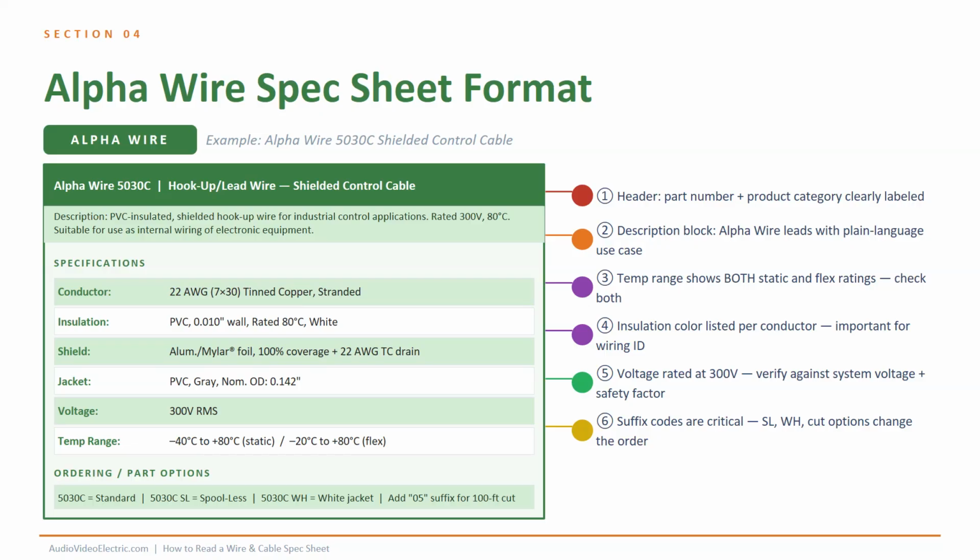Always check both. Insulation color per conductor is listed for wiring identification. The ordering section explains suffix codes, such as SL for spoolless, WH for white jacket, and cut length options, all critical for correct ordering.